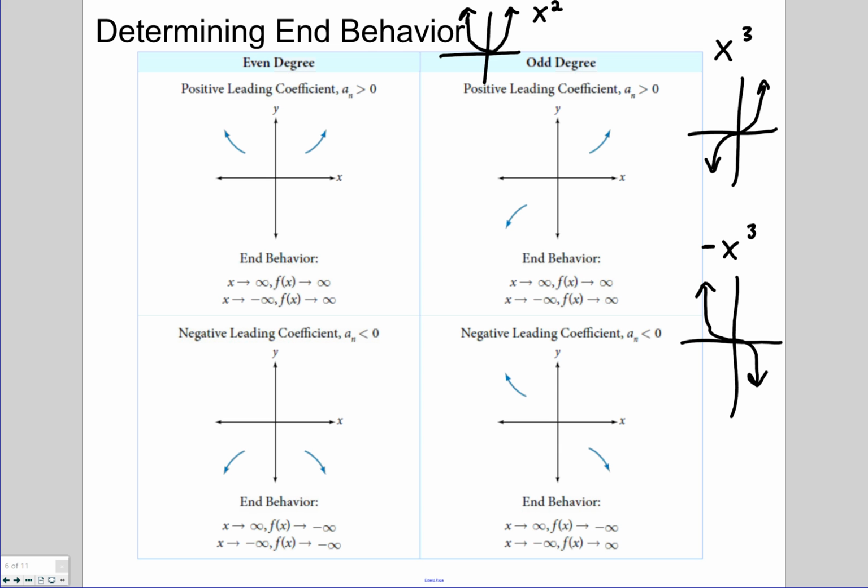All right? And you guys already know what happens with negative x squared. It just opens down. All right? Let's see if we can try one together.